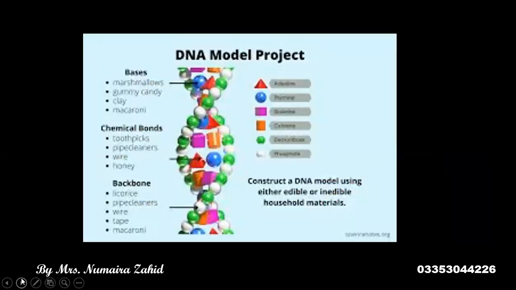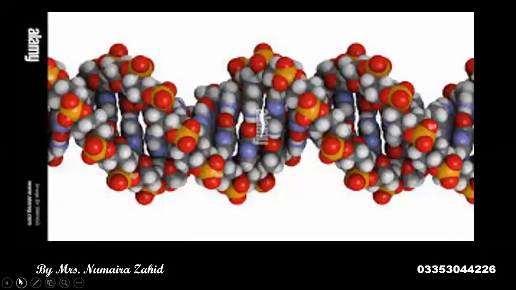This is again a DNA model project which shows the basic uprights. These are the uprights you can see, and these are the rungs. This part is called the upright, and these are called the rungs. This is how DNA looks in molecular arrangement.